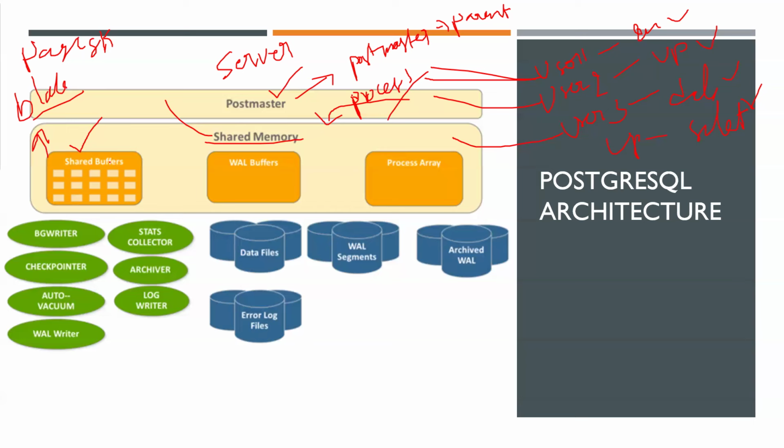So shared buffers contain the blocks. Shared buffers contain multiple blocks. Like a block size is like 8 KB, like a page. Now, whenever you are reading the data, first it will go to the postmaster. From the postmaster, the process. From the process, it will go to the shared memory. From the shared memory, it will go to the shared buffers to verify if any data is available.